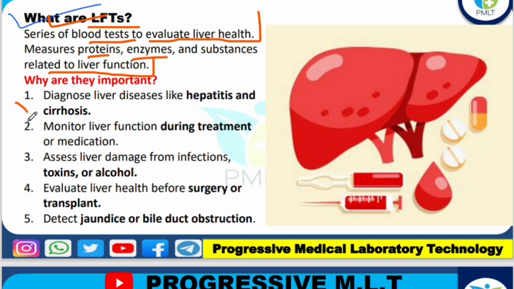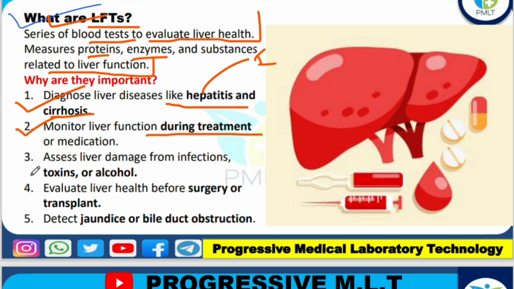Basically, for diagnosing diseases like hepatitis and cirrhosis. Hepatitis means inflammation of the liver, I denoted inflammation, and cirrhosis means damage of the liver cells as well as damage to the outermost layer of the liver, that is called cirrhosis. After that, monitoring the liver function during treatment. If any patient is suffering from a disorder related to liver function, whenever we give the medication, the liver function test will help us analyze the treatment status.